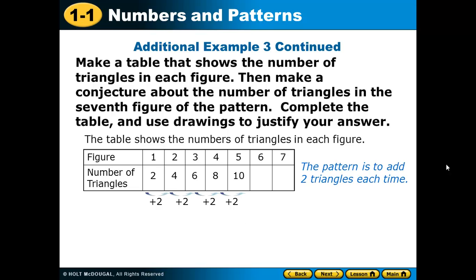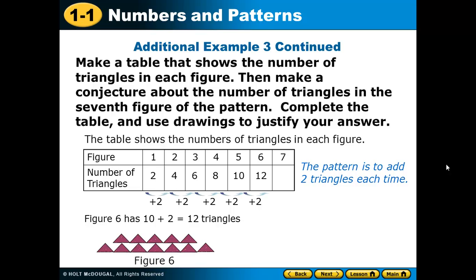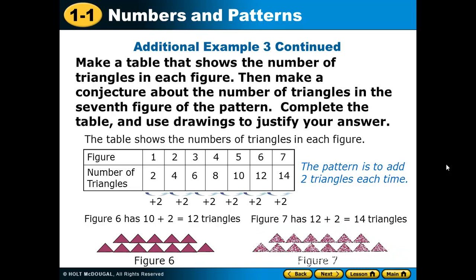Now I'm getting into triangles that I didn't have before. We lost our lights. So figure 6, which I didn't have, had 12 triangles, and in order to justify that, I'm going to have to draw a picture. And now I'm at my final answer: the 7th figure will have 14 triangles, and I draw my last figure to justify that.